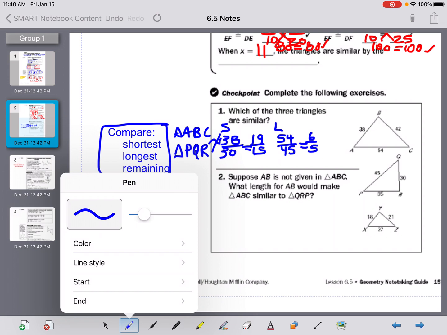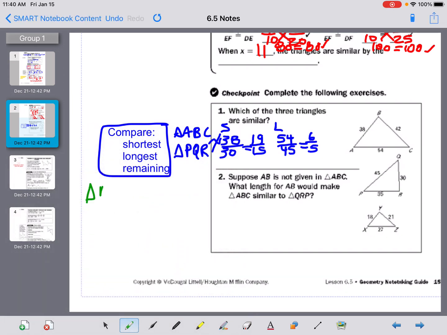I definitely need some more room. I'm going to change colors as well. Okay, so now I'm going to go with triangle ABC, and I'm going to go with that bottom one, XYZ. All right, shortest side. ABC shortest side is 38.